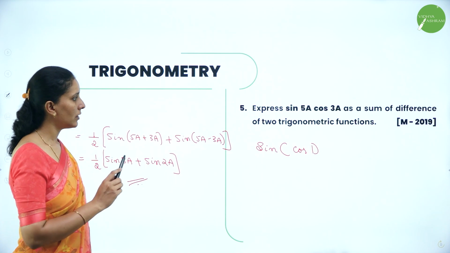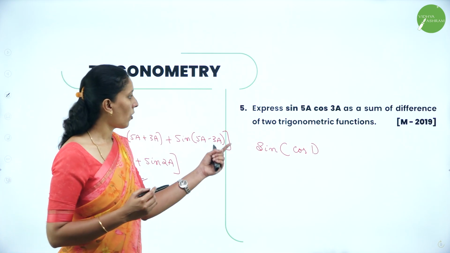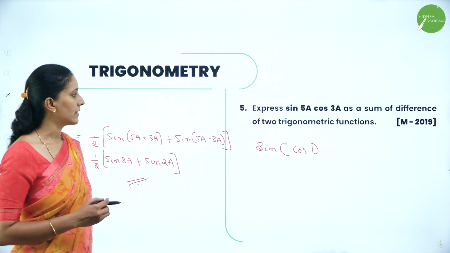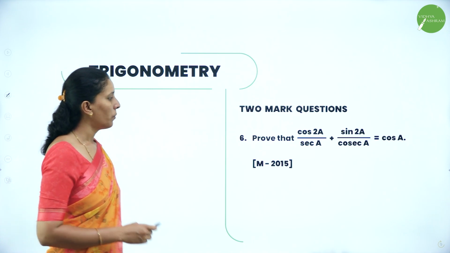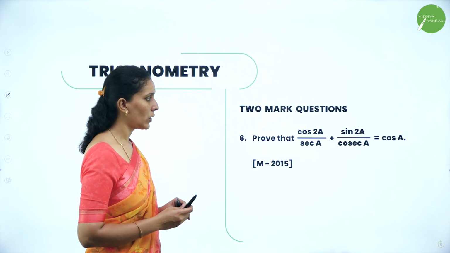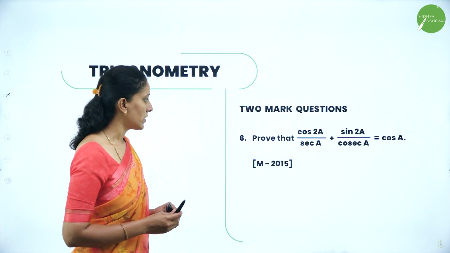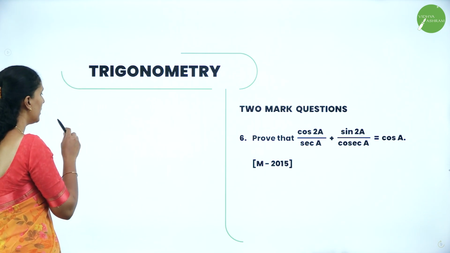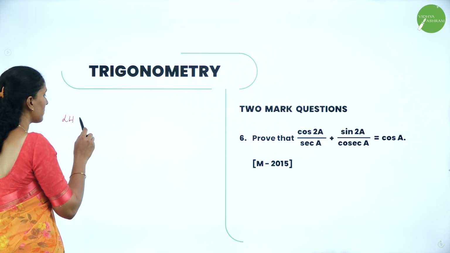So this is the conversion of the product to sum. Next, 2 mark question. Prove that cos 2a divided by secant a plus sin 2a divided by cosecant a is equal to cos a. So now consider the left hand side here.